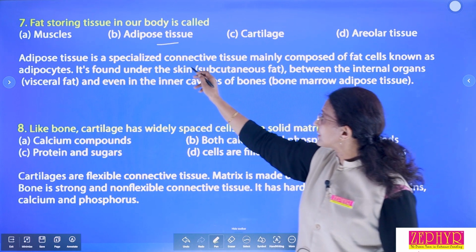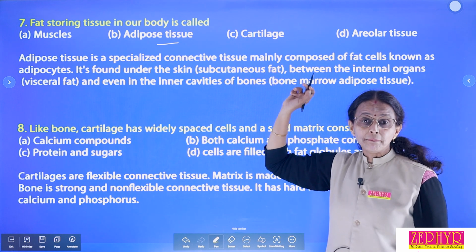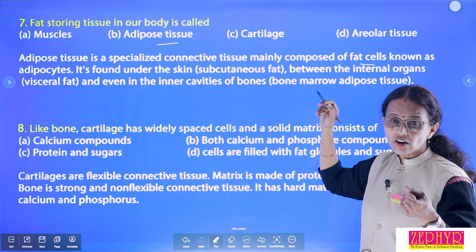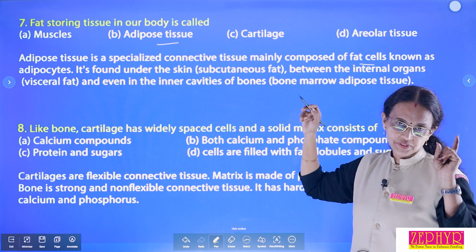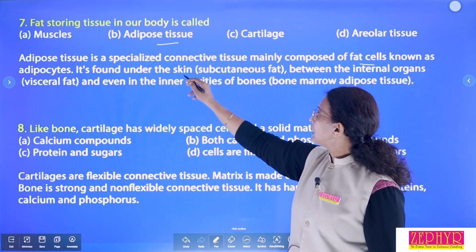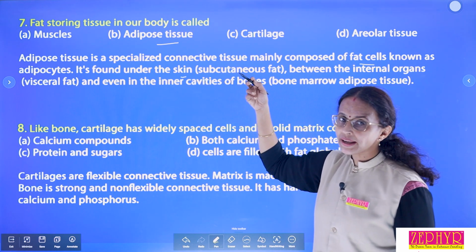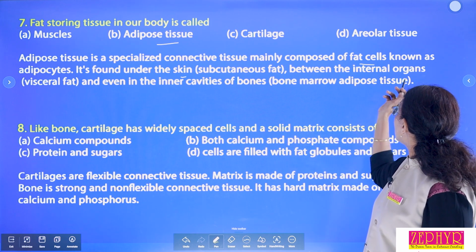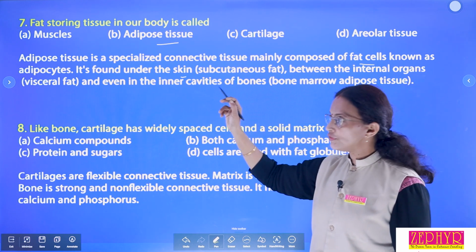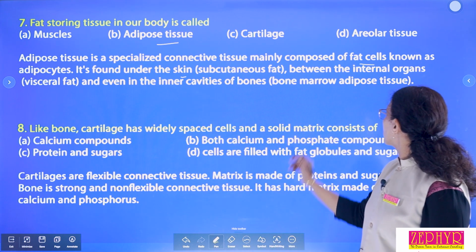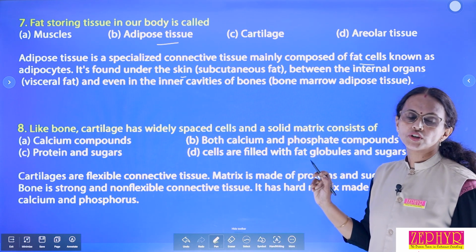Adipose tissue is specialized connective tissue mainly composed of fat cells. Fat cells are called adipocytes, which are present below the skin. Subcutaneous fat, below the skin, between the internal organs, visceral fat, and even in the inner cavity of bone, bone marrow, adipose tissue.